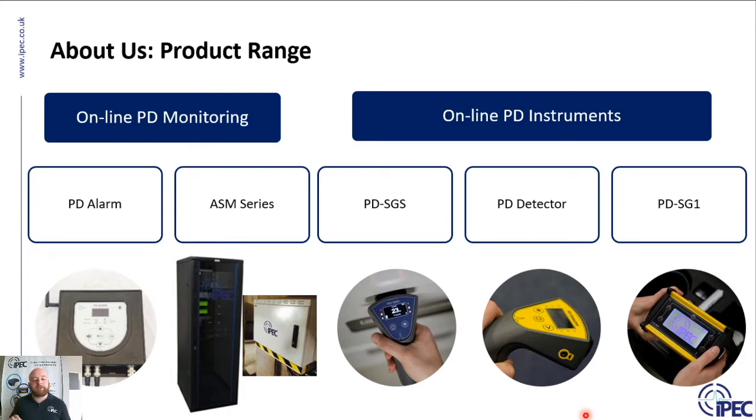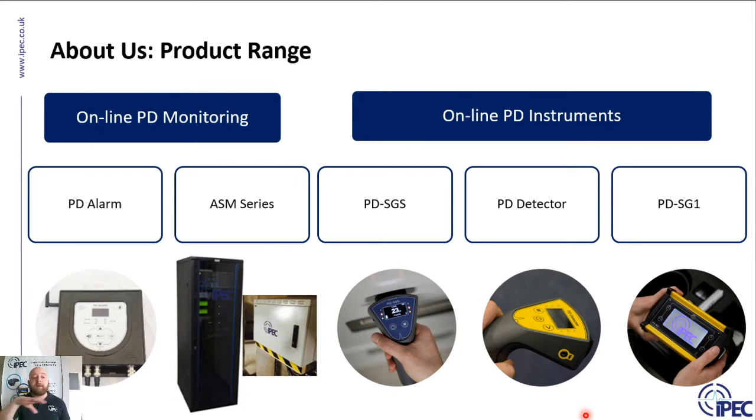And then finally, the PDSG1 is used to pinpoint and locate problems in the switchgear. So after you've maybe detected problems with either the PDSGS or the PD detector, then the PDSG1 can be used to pinpoint the problem online in the switchgear.